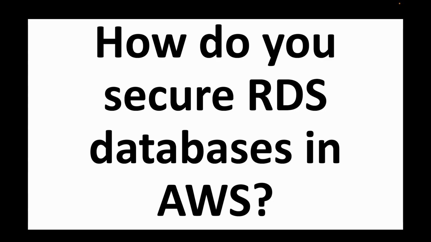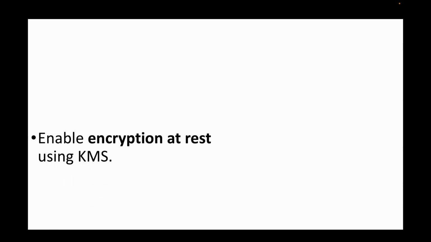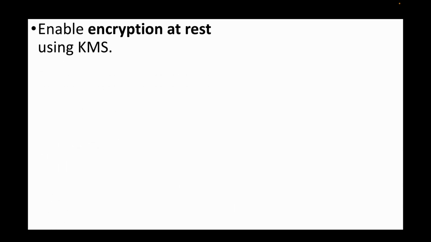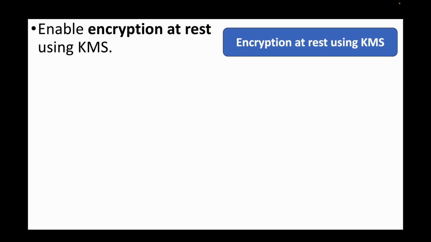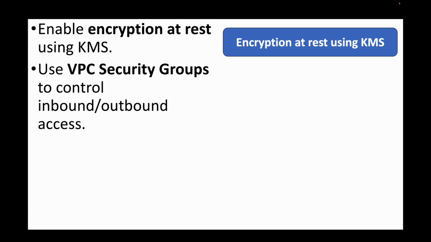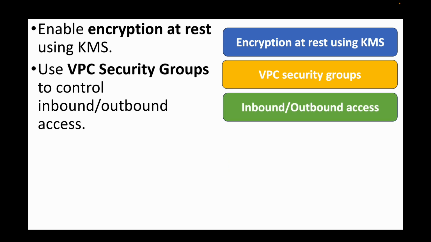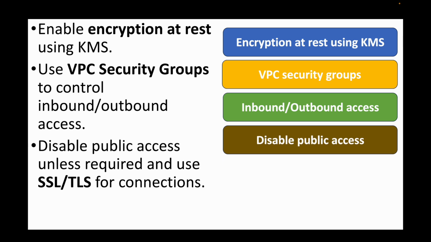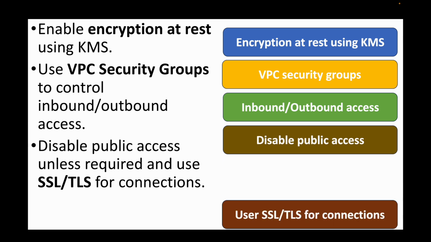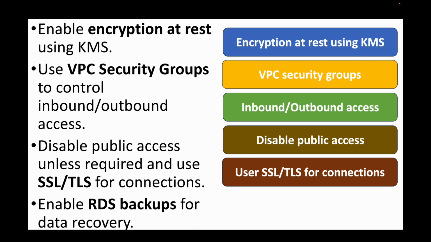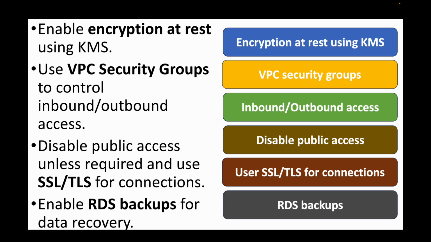The next question we have is, how do you secure RDS databases in AWS? So RDS is a database service that is provided by AWS. One option we have is to make use of encryption at rest using KMS keys. We can also make use of VPC security groups to control inbound and outbound traffic to the database instance. We can disable public access unless required and make use of SSL and TLS connections. And then we can enable RDS backups for data recovery in case something goes wrong and we need to restore the database. Then we can make use of the backups to restore the database and create a new database.